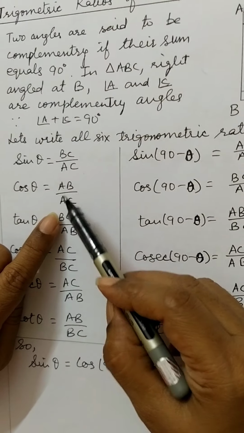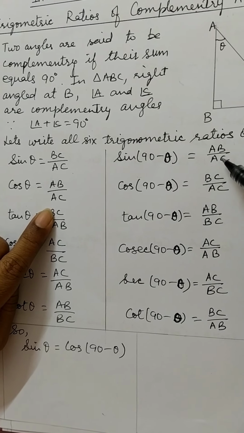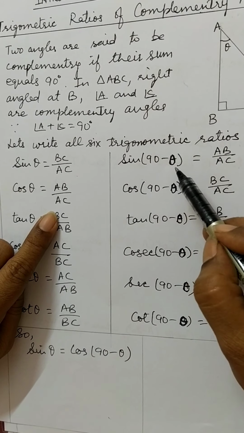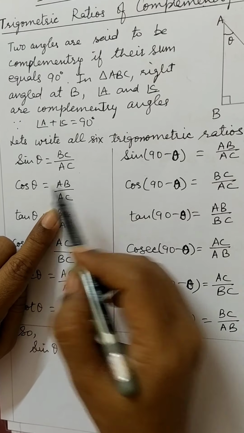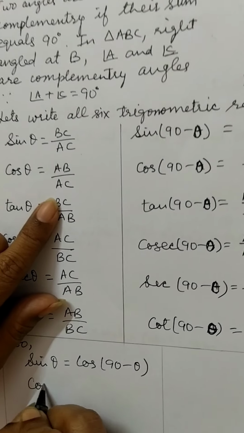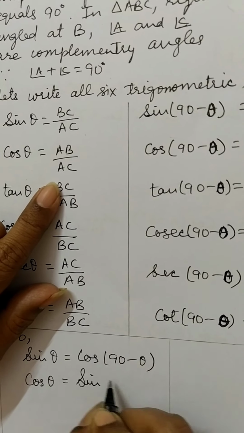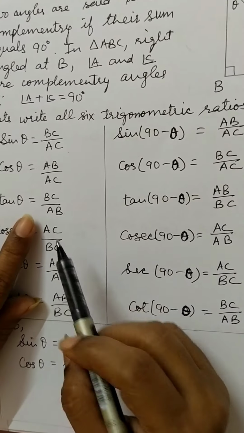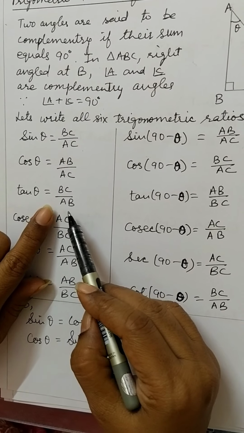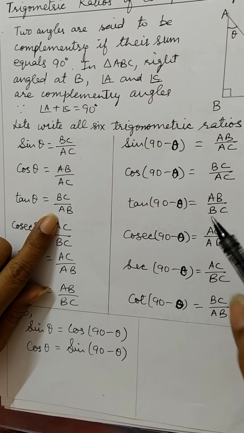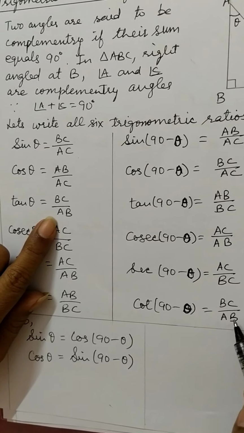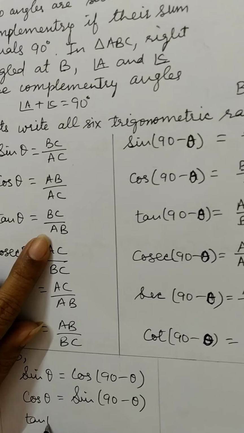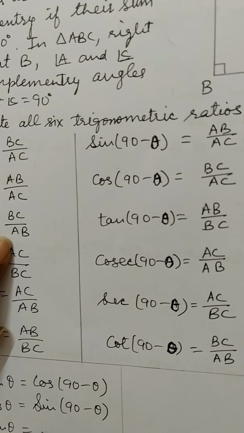Next we see AB upon AC. Here cos theta is AB upon AC, and here sine 90 minus theta is AB upon AC. That means cos theta is equal to sine 90 minus theta. Next, tan theta is BC upon AB, and here BC upon AB is cot 90 minus theta. That means tan theta is equal to cot 90 minus theta.